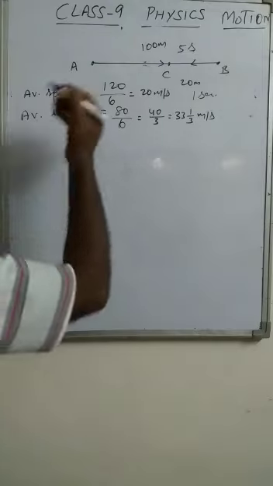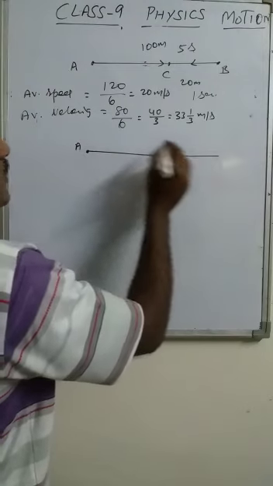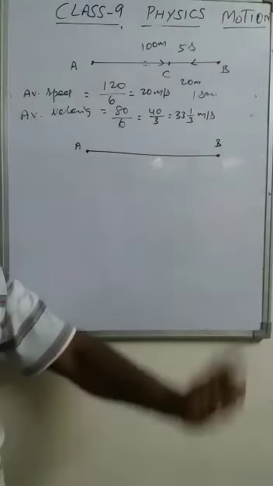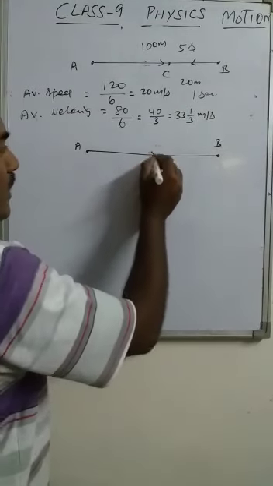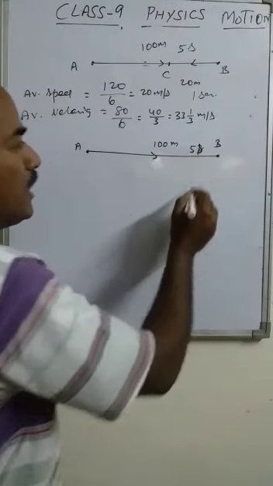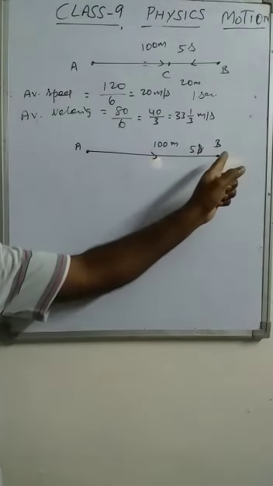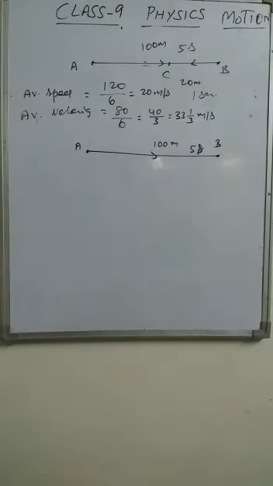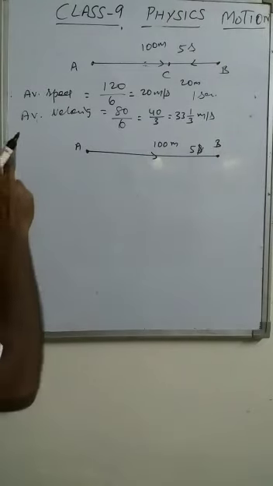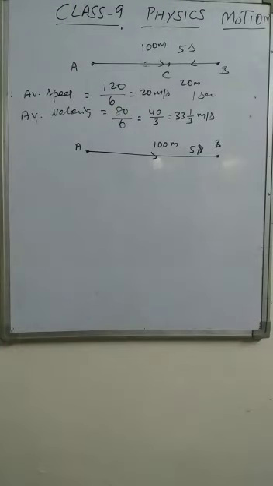Then, if we take another example, an object is traveling from A to B. Let us take the distance again. It is 100 meter, and it traveled in 5 seconds. Again, from B it is traveling along the same path but in the opposite direction up to the point A. That means starting from the point A to B, again coming back to point A itself.